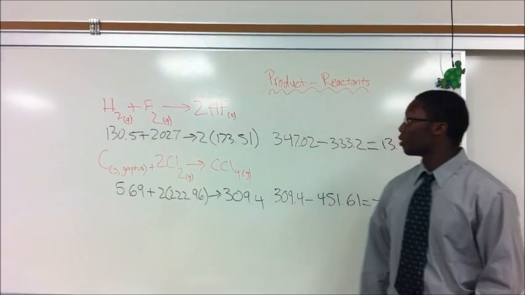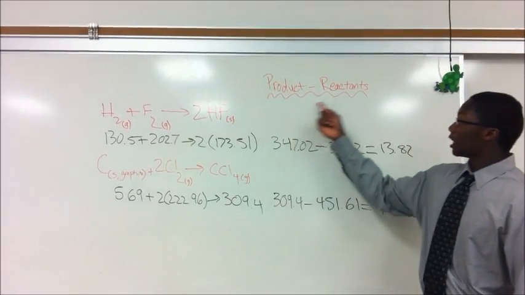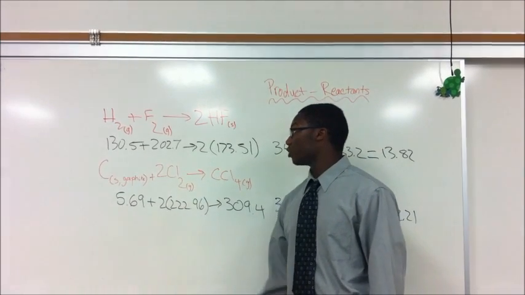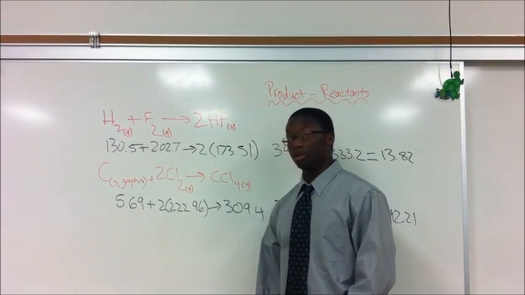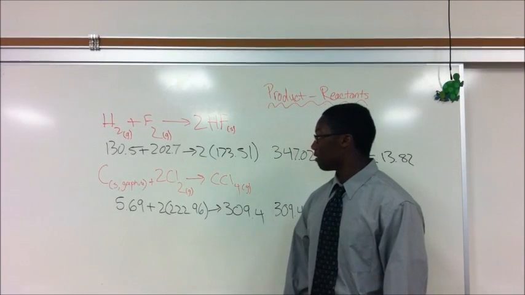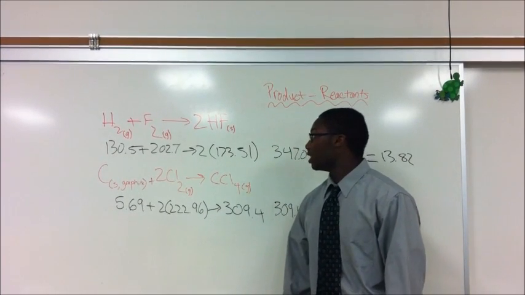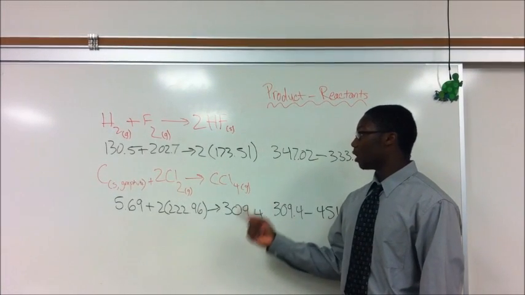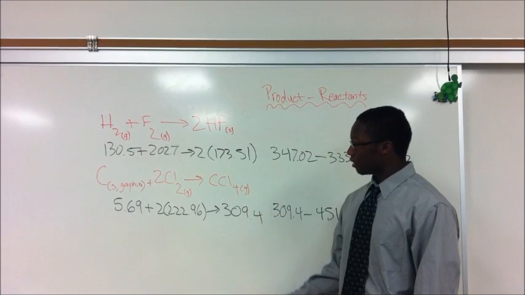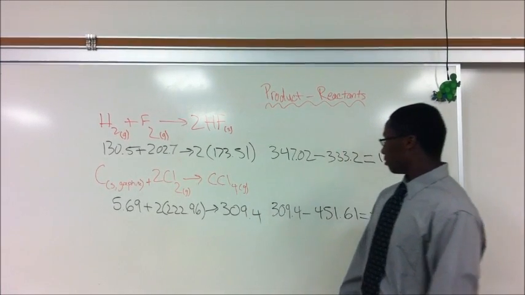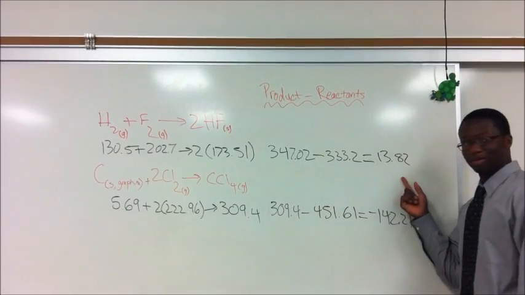Alright, when doing an entropy problem, you need to remember products minus reactants. That's the key concept. So for the first problem, we have 1 mole of hydrogen gas, which has an entropy of 130.5, and we have 1 mole of fluorine gas, which has an entropy of 202.7. Now on the product side, we have 2 moles of hydrofluoric solid, and because we have 2 moles, we multiply its original entropy, which is 173.51, by 2, and we get this equation problem product.